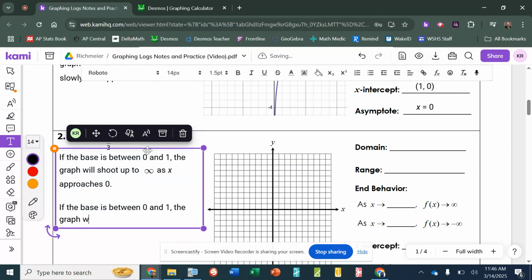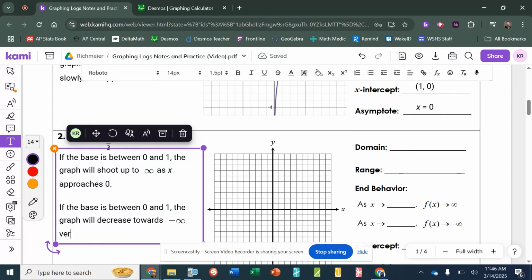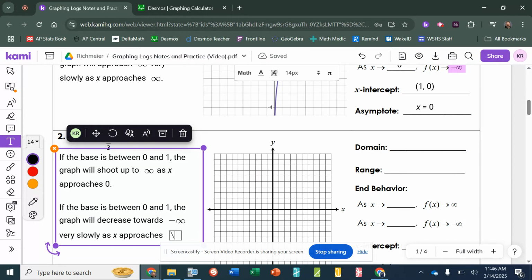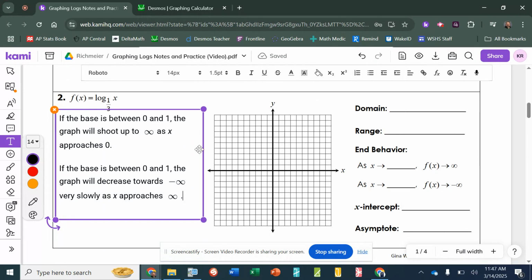the graph will decrease towards negative infinity very slowly as x approaches positive infinity. So in other words, as x goes to the right, what's going to happen is that this thing is going to keep decreasing. It's going to happen very slowly over time, but it is going to negative infinity.